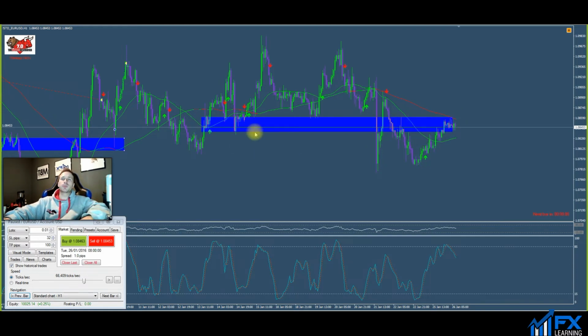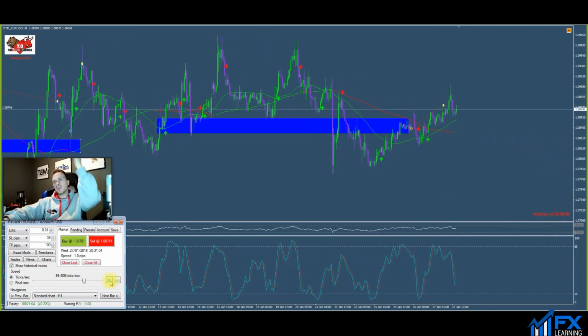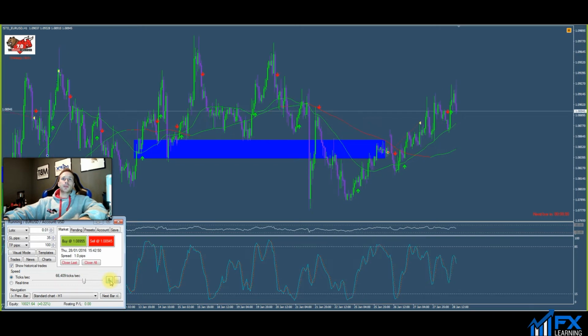So we've got a nice little break and retest again. Stop loss, let's say 30, let's go with a 35 pip stop loss. And I know this trade loses, but let's just go with another 100 pip take profit. So stop loss, take profit. I know this trade loses, but it is what it is.